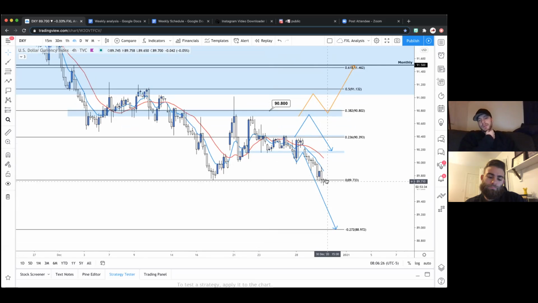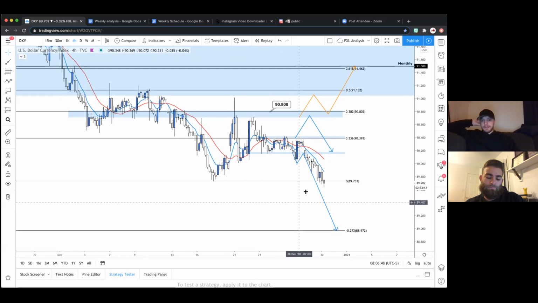If it is to reverse, it would make sense that it would reverse here. This is a minor level of support, so it wouldn't be unlikely for us to find some sort of reaction here, or we could see a pullback, but we'll see. This definitely is a nice little push though. So bearish on the dollar, guys.